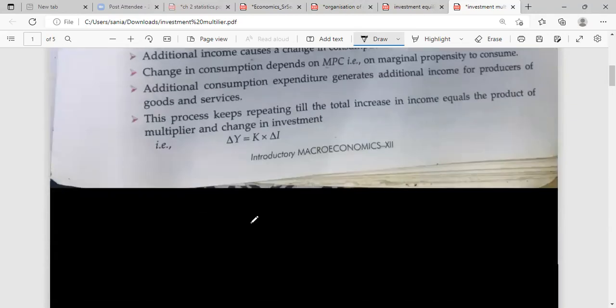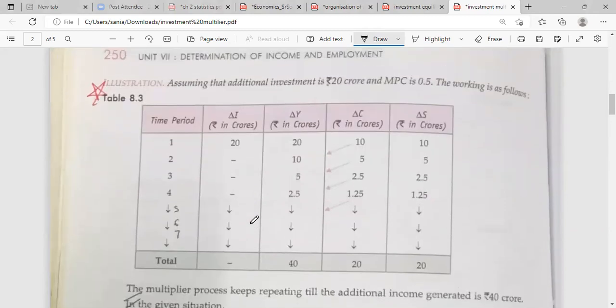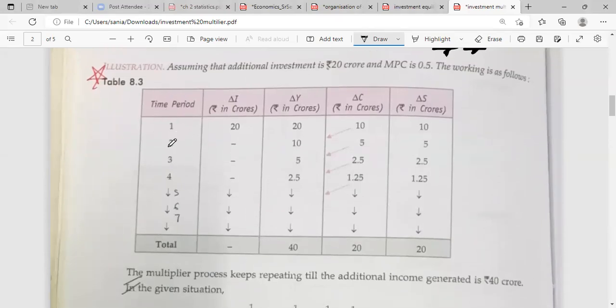Process this, right? Okay. So basically today we are going to start with the investment multiplier, which is one of the very important concepts. So over here, first of all, it is a time period like 1 year, 2 year, 3 year, 4 years, and then like this. So what components do we have to take? We have to take your change in investment, change in income, change in consumption and change in savings.